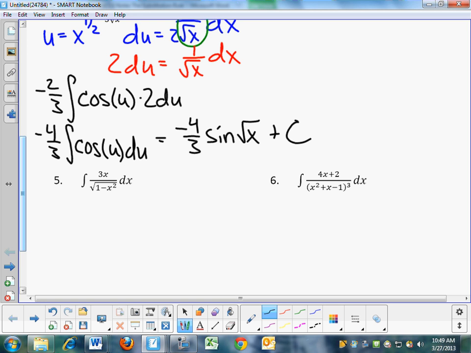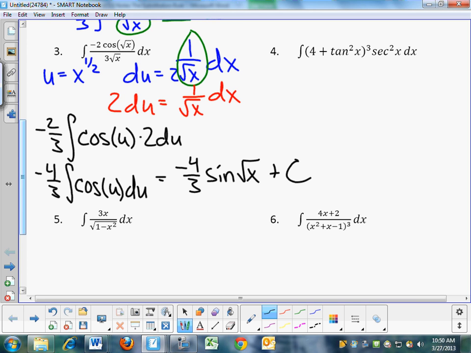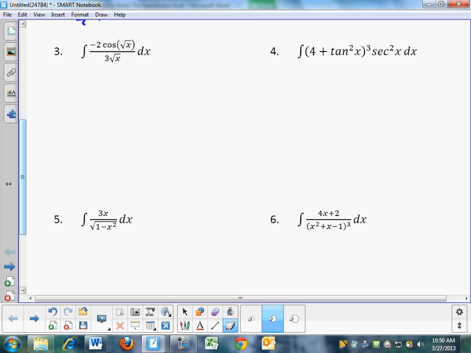Integration techniques can be difficult. Again, I want to encourage you. You are seeing the easier ones right now. All right, 4 is a great example.